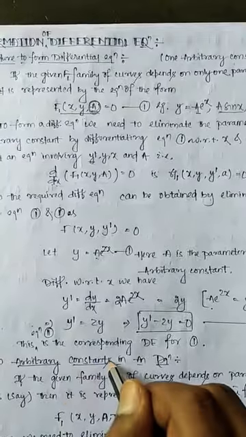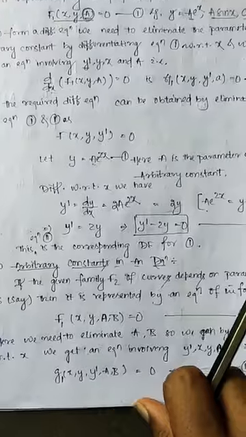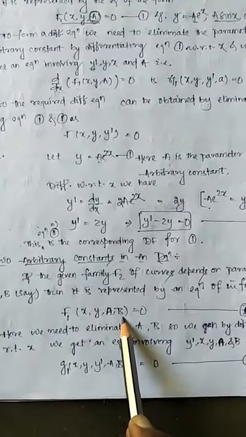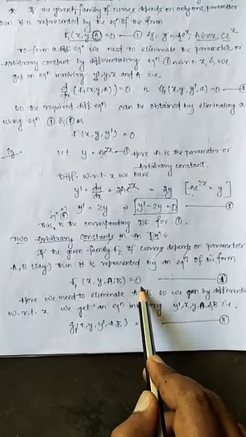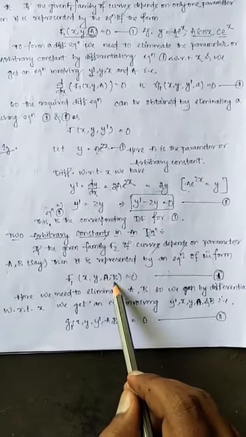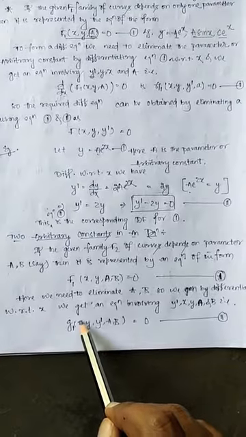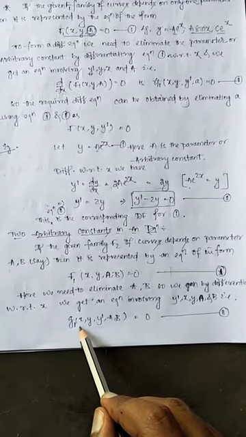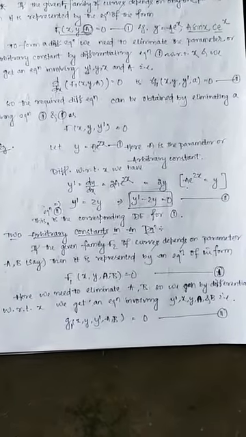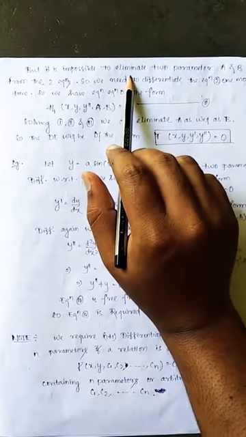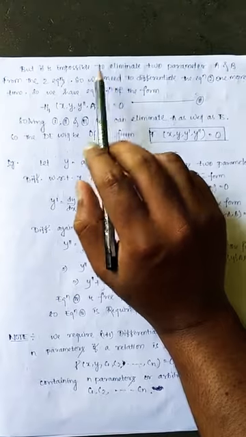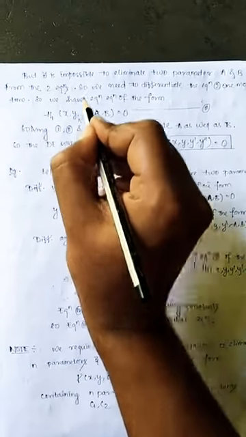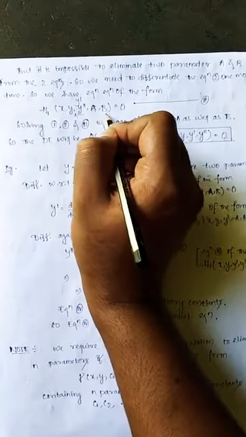Similarly, if an equation contains two arbitrary constants, then the function is of the form: the independent variable, the dependent variable and two arbitrary constants, equal to 0. Here we need to eliminate the two arbitrary constants, a and b. Differentiating with respect to x, I get an extra term, y dash, so the function will be of the form g1(x, y, y dash, a, b) = 0. But it is impossible to eliminate two variables from two equations. So we need to differentiate the previous equation one more time. Then we get an extra term y double dash also, so it will be of the form h(x, y, y dash, y double dash, a, b) = 0.